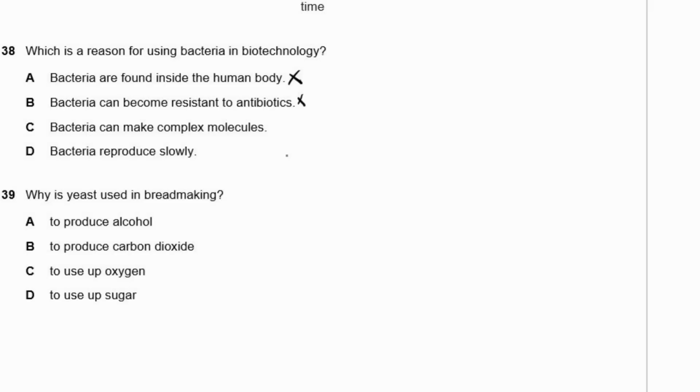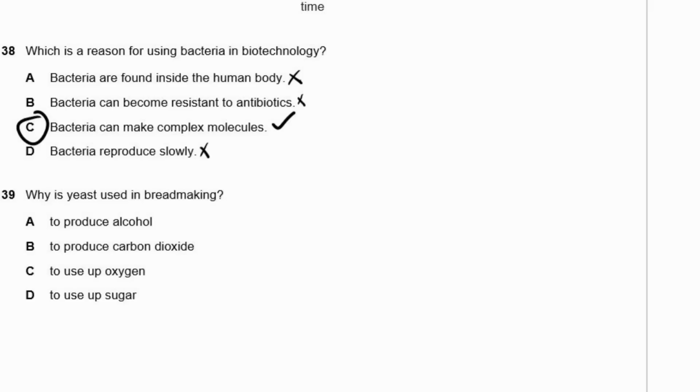Bacteria can make complex molecules. Yes, they can. They're very simple organisms, but they can make very complex molecules. And bacteria reproduce slowly? No, bacteria can basically double every 20 minutes if they have the ideal conditions. So the answer to this question is C.